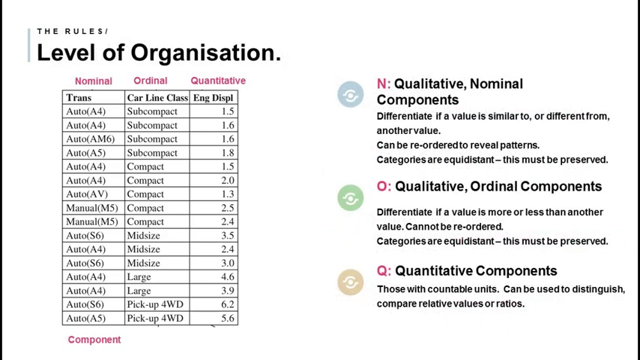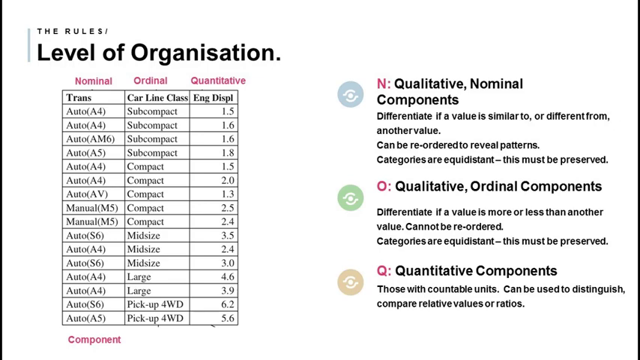So, how do we organize nominal, ordinal, and quantitative information? With nominal information, we can try to differentiate between values. Is a value similar to or different from another value? In the example here, we could try to compare and contrast the transmission type, perhaps suggesting that the Auto S6 is similar to, say, the Auto A5. The nice thing about nominal components is that because there is no natural ranking involved, we can reorder the categories to see if we can reveal a pattern.